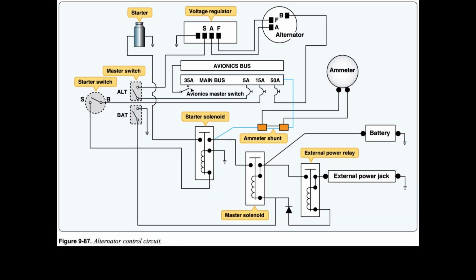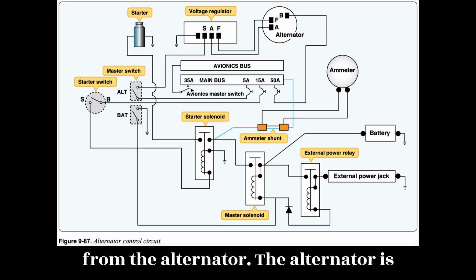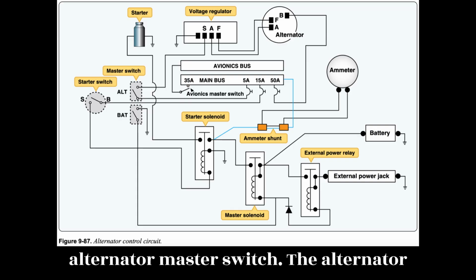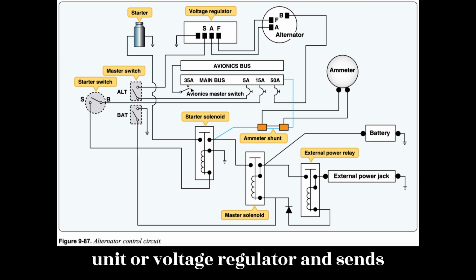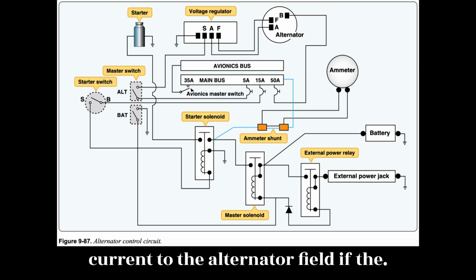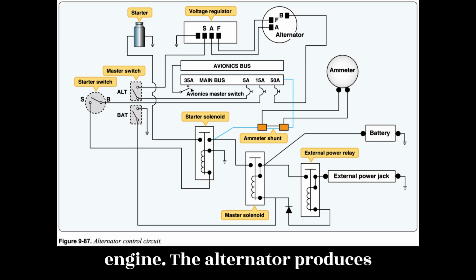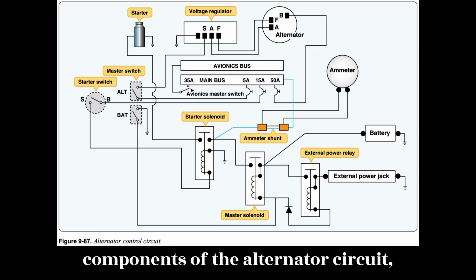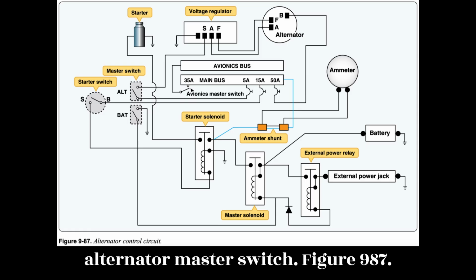Alternator circuit. Alternator circuits, like generator circuits, must control power both to and from the alternator. The alternator is controlled by the pilot through the alternator master switch. The alternator master switch in turn operates a circuit within the alternator control unit, or voltage regulator, and sends current to the alternator field. If the alternator is powered by the aircraft engine, the alternator produces electrical power for the aircraft electrical loads. The alternator control circuit contains the three major components of the alternator circuit: alternator, voltage regulator, and alternator master switch. Figure 9.87.